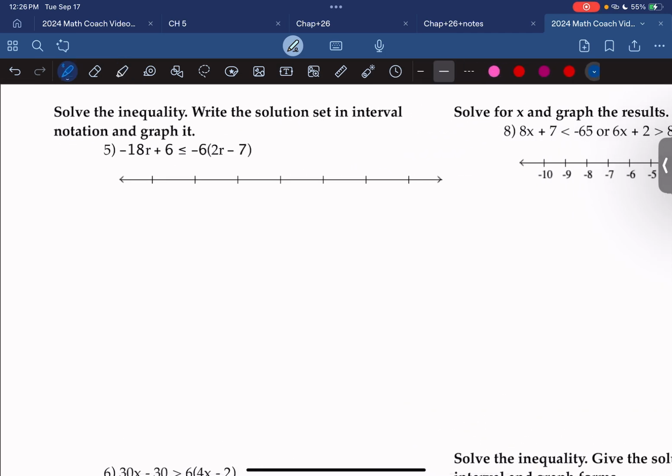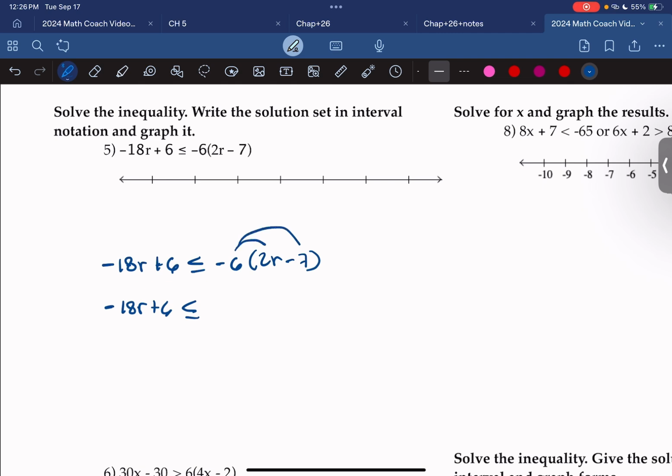Solve the inequality. Write the solution set in interval notation and graph it. Okay. So let's rewrite it so we can solve it down here. Negative 18r plus 6 is less than or equal to negative 6 times 2r minus 7. So first, let's go ahead and distribute this negative 6 into the parentheses.